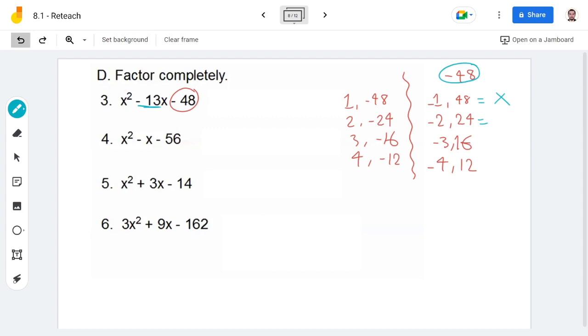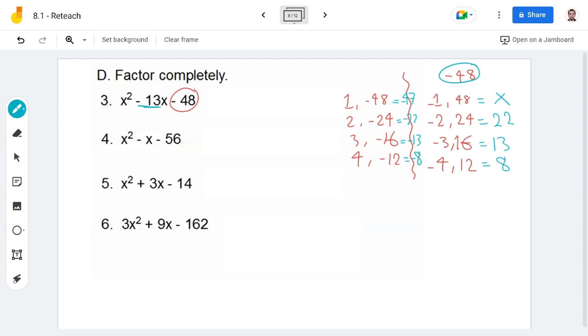Let me write the answers for you so you understand what I'm doing. This one I will get 22. This one, 16 minus 3, I will get 13. Here, negative 4 and 12, I will get 8. Here I will get negative 47. Here I will get negative 22. Here I will get negative 13. Here I will get negative 12.